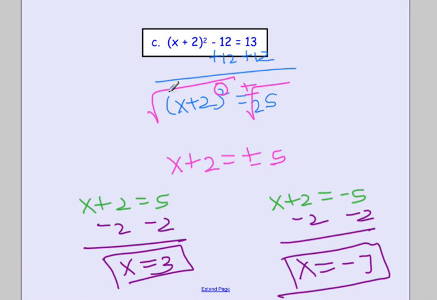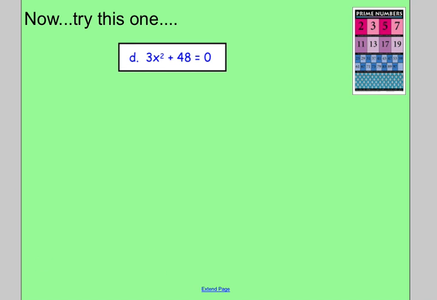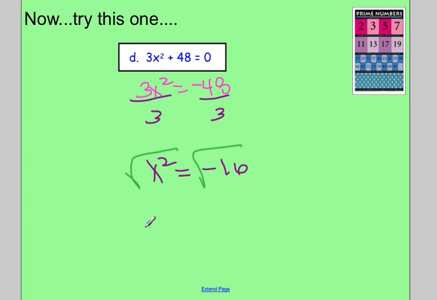Okay. We have one more with the square root property, so let's go ahead and take a look at that. Once again, I have an x squared term and a number, no b. Okay, so I would subtract 48 first. So I have negative 48. Then I go ahead and divide by 3. So I have x squared is equal to negative 48 divided by 3 is negative 16. Okay. Moving on from here, I do the same process, take the square root. So I get x is equal to positive or negative square root of negative 16.